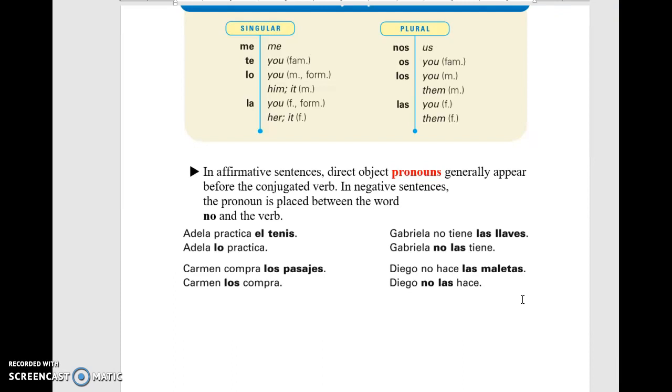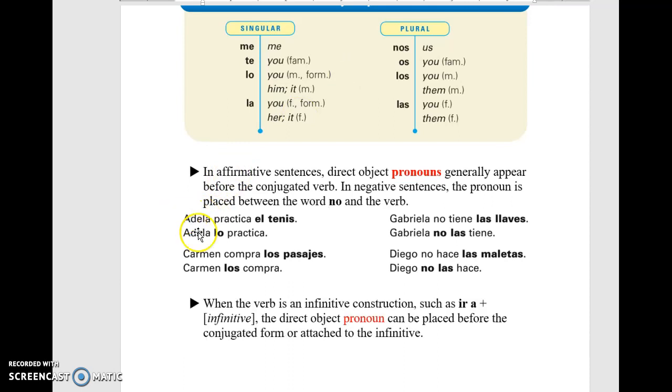Okay, now if it's a negative sentence, the pronoun is placed between the word no and the verb. So, Gabriela no tiene las llaves. So, we want to replace las llaves. Feminine plural, we're going to use las. So, Gabriela no las tiene. So, basically, in both cases, they go directly in front of the conjugated verb.